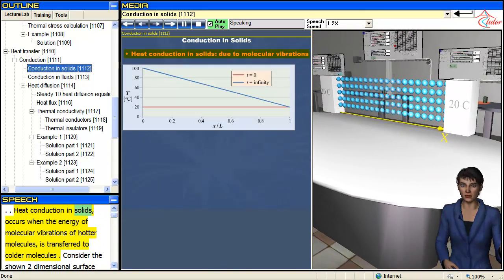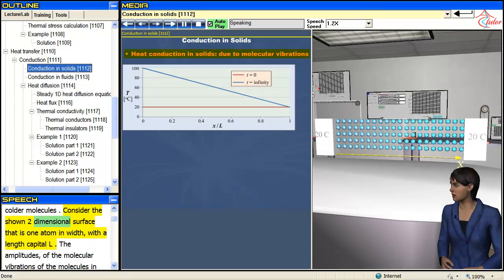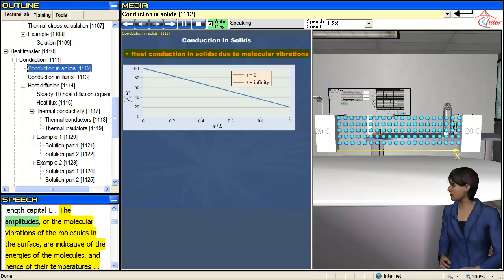Heat conduction in solids occurs when the energy of molecular vibrations of hotter molecules is transferred to colder molecules. Consider the shown two-dimensional surface that is 1 atom in width, with a length capital L. The amplitudes of the molecular vibrations of the molecules in the surface are indicative of the energies of the molecules, and hence of their temperatures.